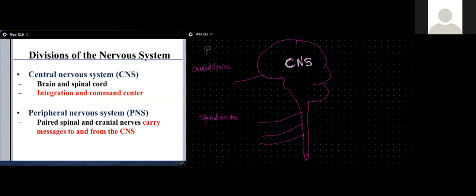Peripheral nervous system, or PNS, is going to be formed by the nerves going in and out of the central nervous system. If I am conducting signals in and out directly from the brain, those are called my cranial nerves. If I'm conducting signals in and out directly from the spinal cord, those are my spinal nerves, and both together are considered part of my peripheral nervous system.